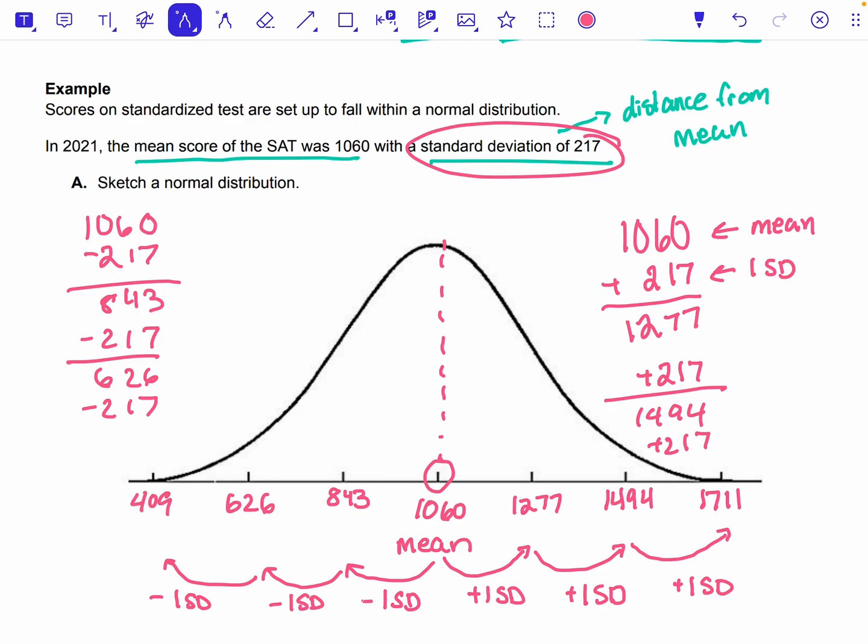And you might be going, why don't we go past that? Well, almost every single data point is going to fall within those 3 standard deviations. It is highly unlikely that anything's going to fall outside of that range. And that's why we keep it within 3. In the next video, we'll talk more precisely about how much of the data falls within each section of this normal curve.